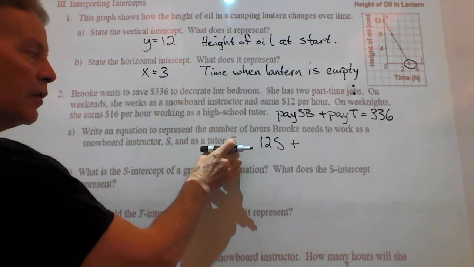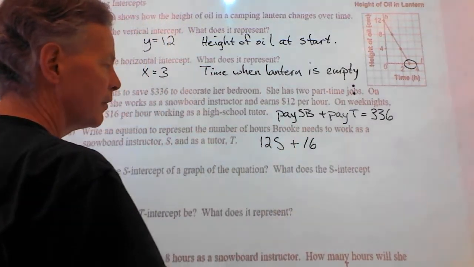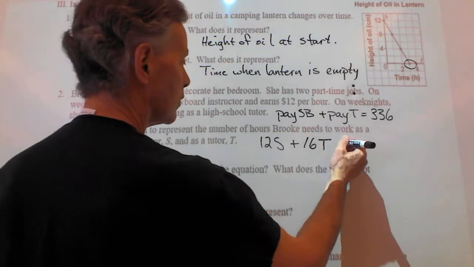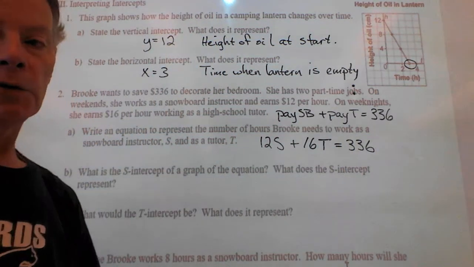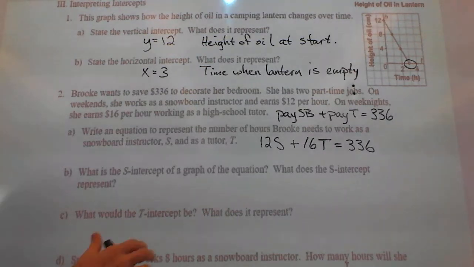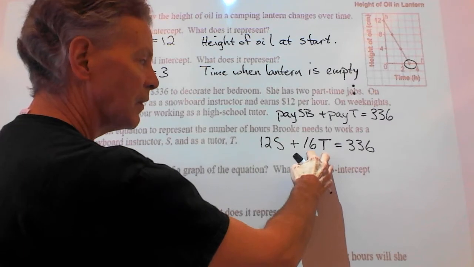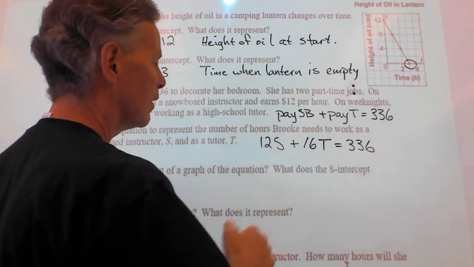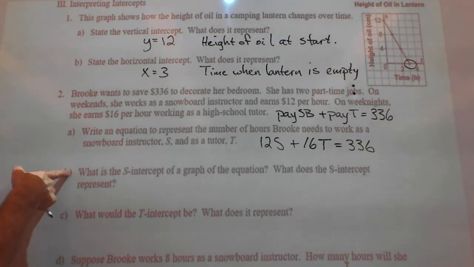Likewise, her pay as a tutor would be her hourly wage, $16 an hour, times the number of hours she works as a tutor. Altogether, that has to add up to the amount she wants to save to decorate her room. So 12S, $12 an hour times some number of hours, plus 16T, $16 an hour times some number of hours, altogether has to add up to 336. What is the S-intercept of a graph of the equation, and what does it represent?